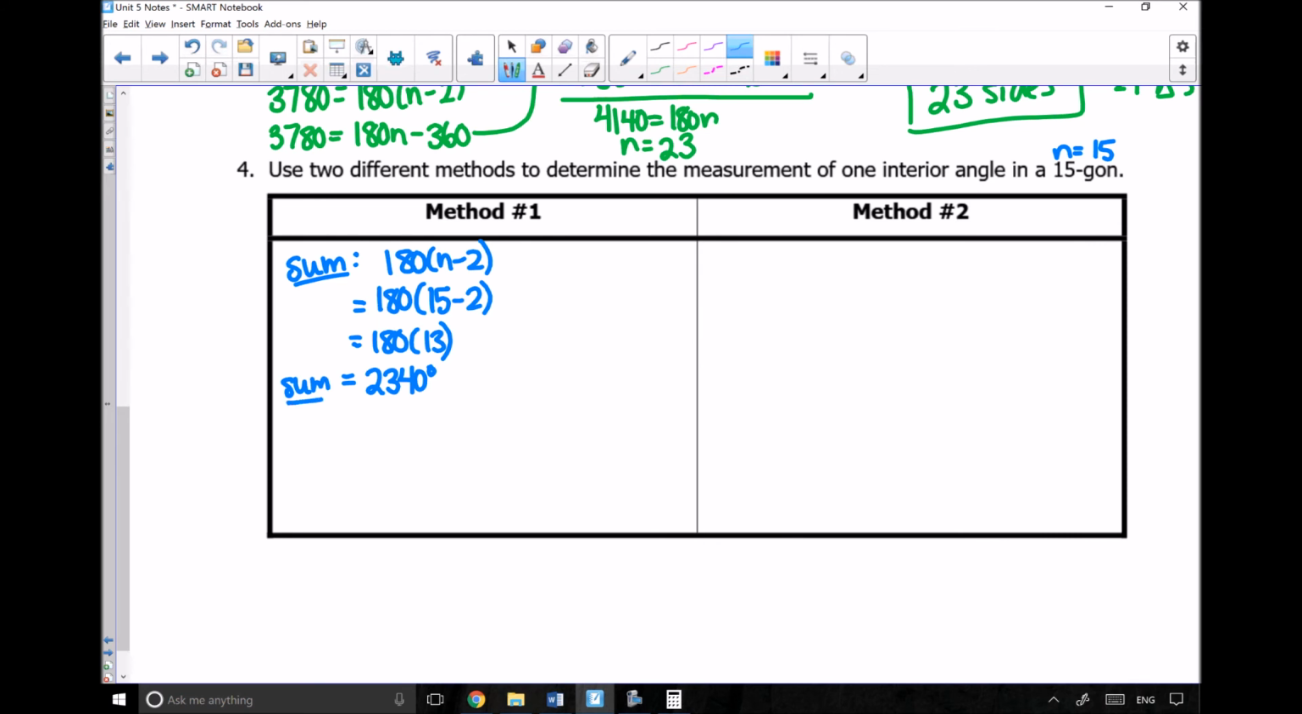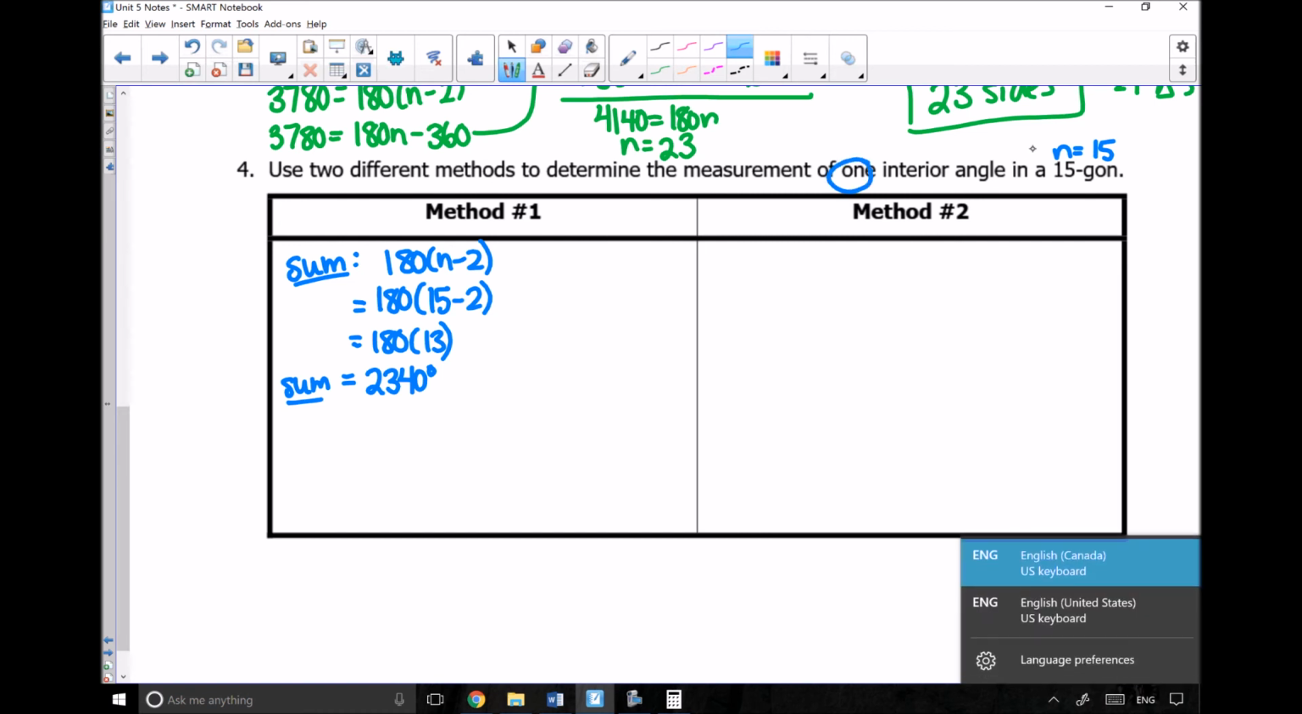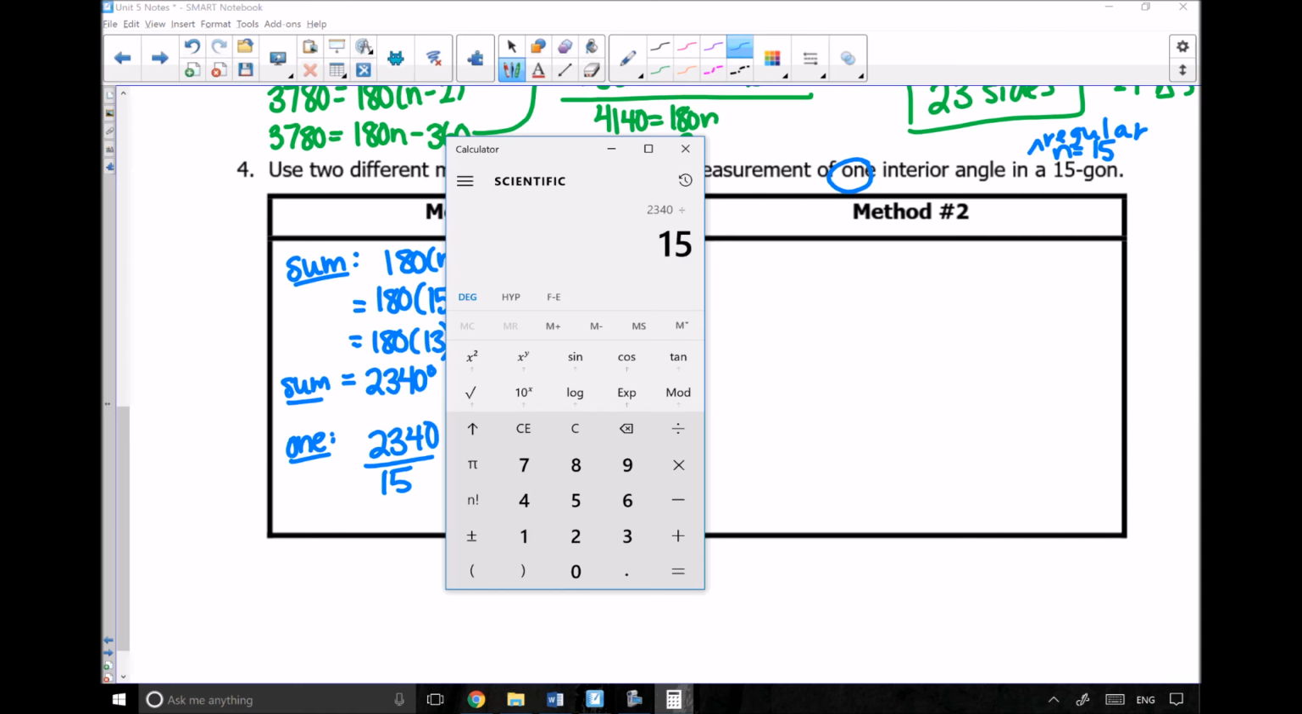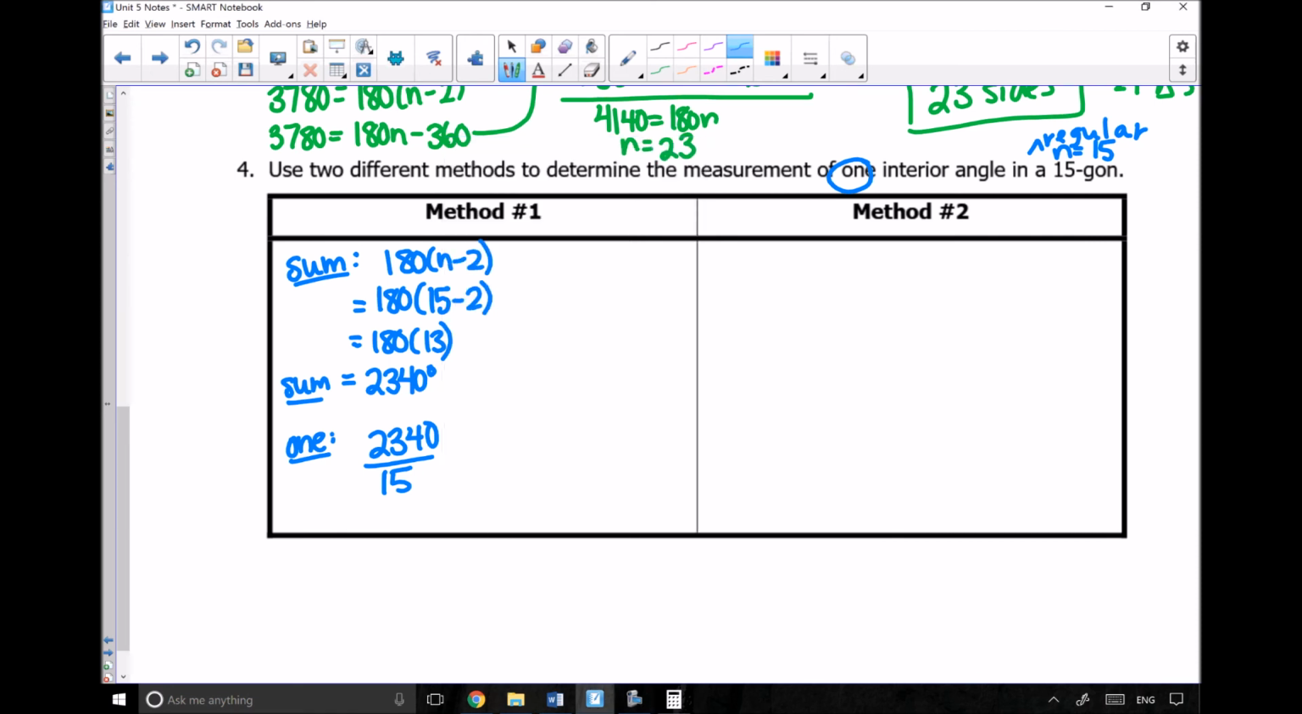But now that I've figured out my sum, I have to figure out how much is in one interior angle, and this will only work if this is a regular 15-gon. If it's not regular, I can't assume that all the sides and all the angles are equal. Okay, so now let's figure out how much is in one. I just take 2,340, divide that by 15. We end up getting 156 degrees. So that's the answer. That's one method that I can use to figure this out.